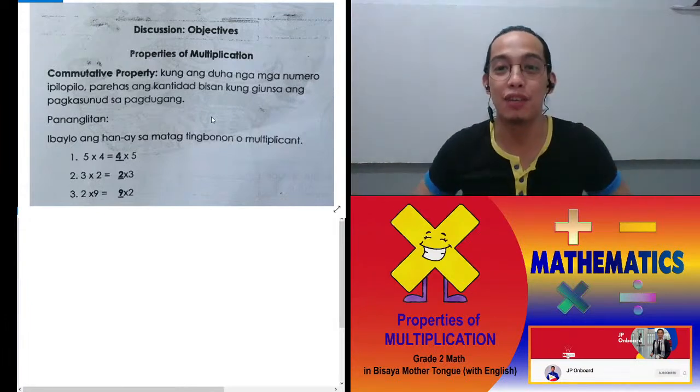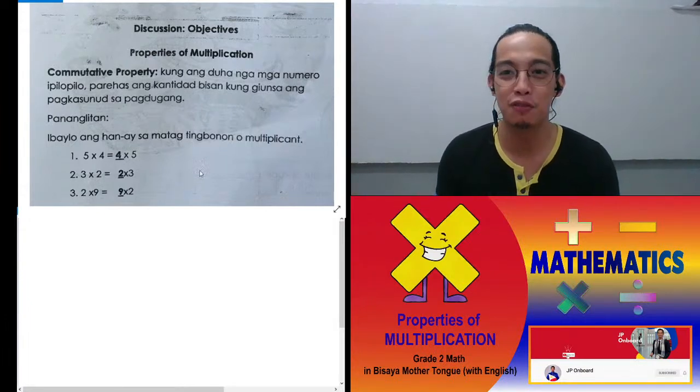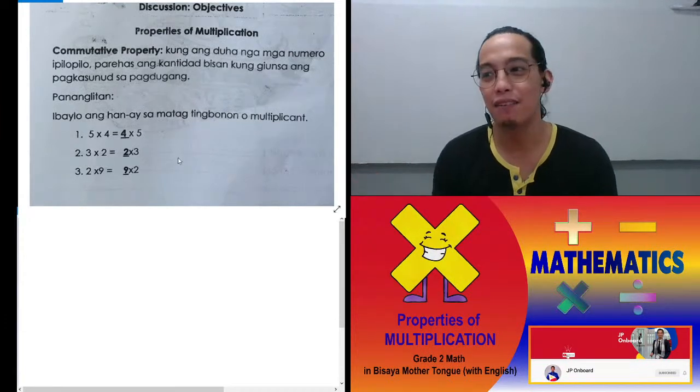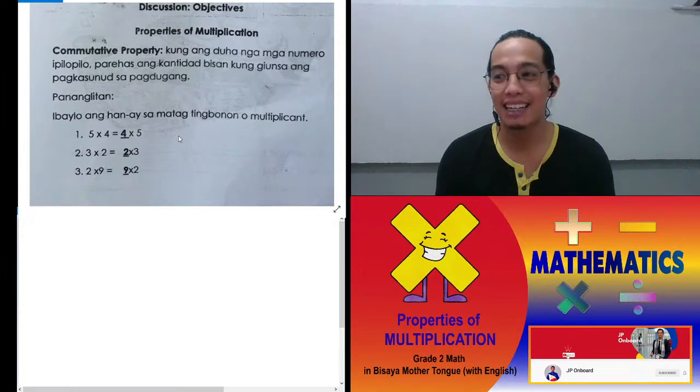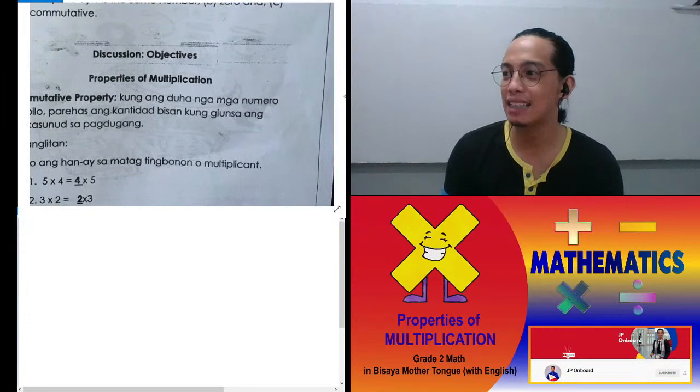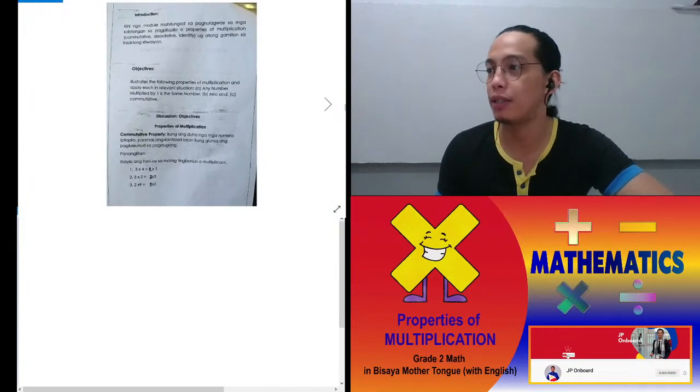Okay? Regardless of arrangement. Example here is 5 times 4 is 4 times 5, or 3 times 2 is the same as 2 times 3. 2 times 9 is the same as 9 times 2. Okay? That's the first one, the commutative property.